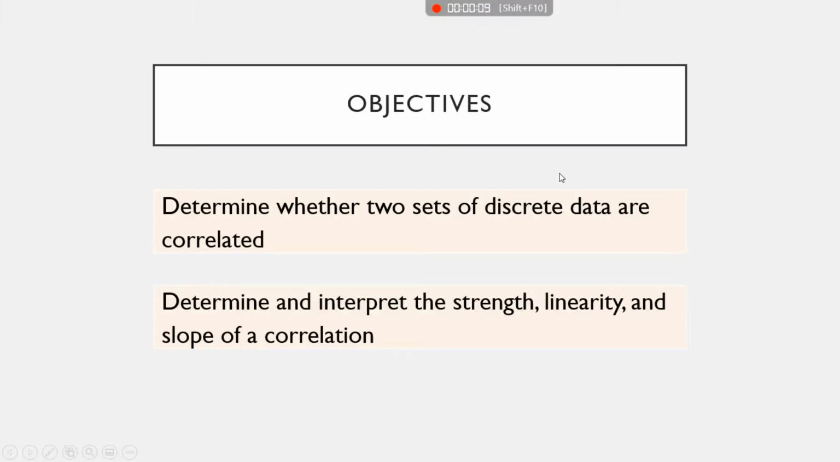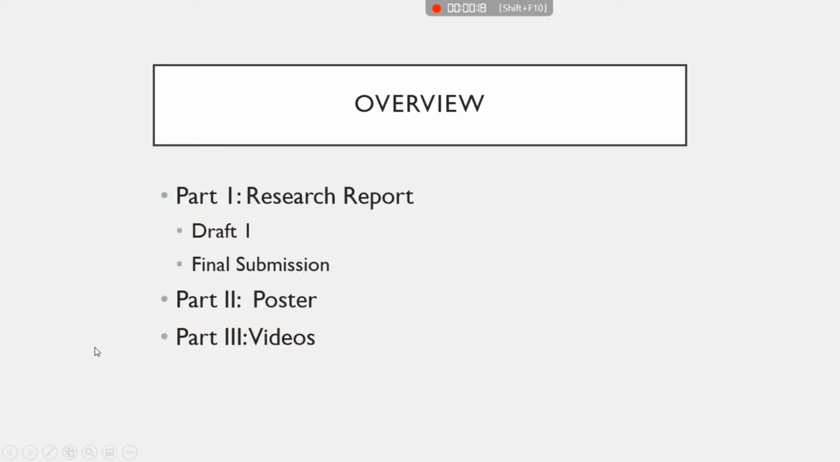So our objectives are still to determine whether two sets of discrete data are correlated, and to determine and interpret the strength, linearity, and slope of a correlation. I'm going to be introducing our International Day project. Part one is a research report. You'll have a first draft and a final submission.